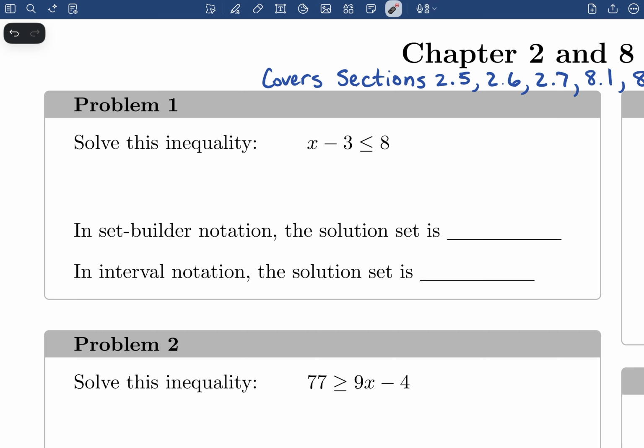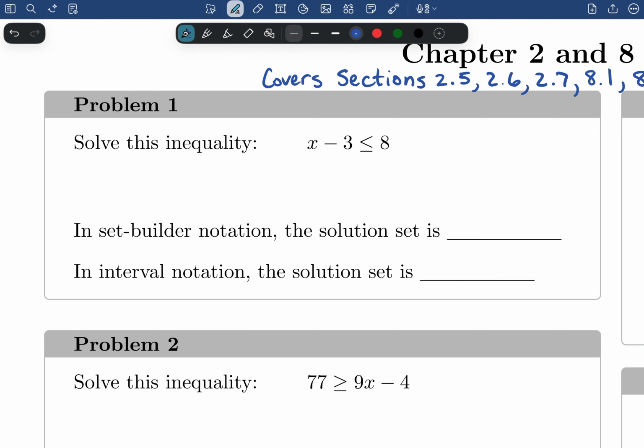Problem 1, solve this inequality. It's a linear inequality. We're going to solve it for x by adding 3 from the left side to the right side. And so now I get x is less than or equal to 11. Well, this is the answer in inequality notation, but we're asked to report the answer in set builder notation. So we create a set, and we say it's the set of all x values such that x is less than or equal to 11.